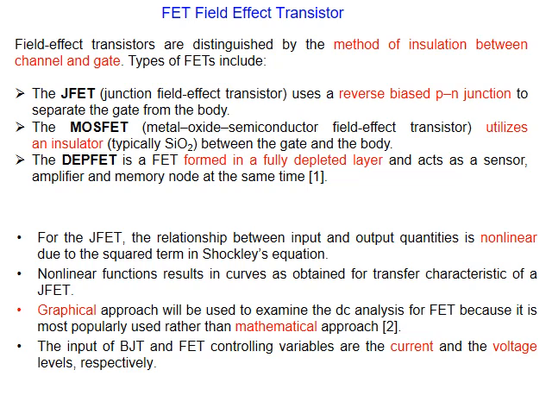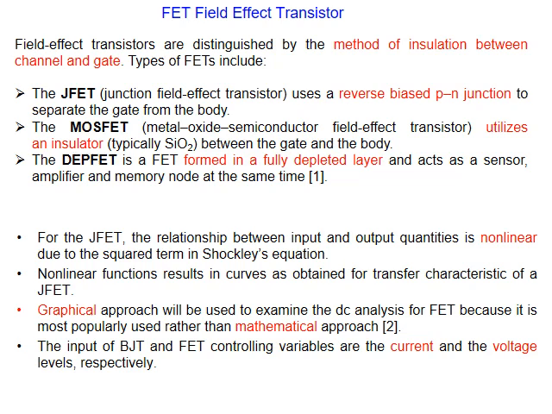As you know, in the JFET the separation between the gate and the body of the transistor is a reverse-biased p-n junction, while in the MOSFET the insulator used is SiO2, and in the depletion-layer FET we use a fully depleted layer. This has many applications in sensors, amplifiers, memory, and so on.